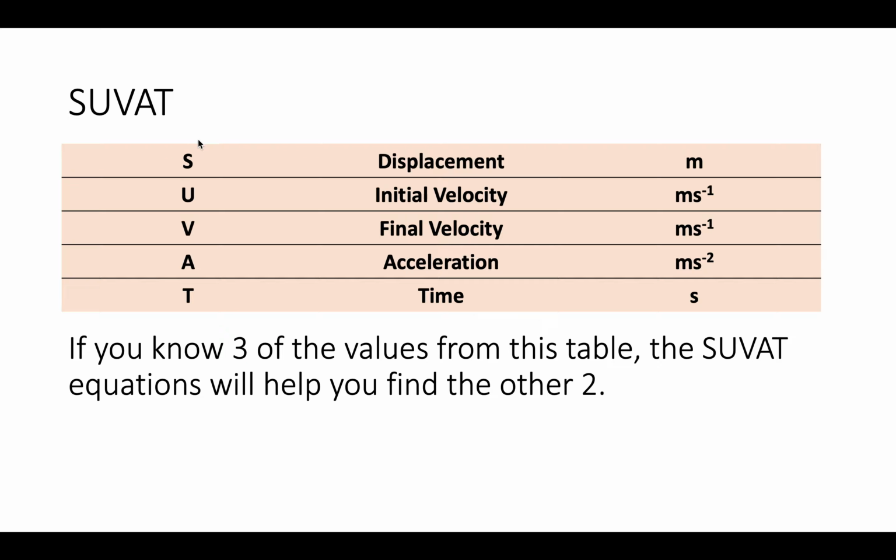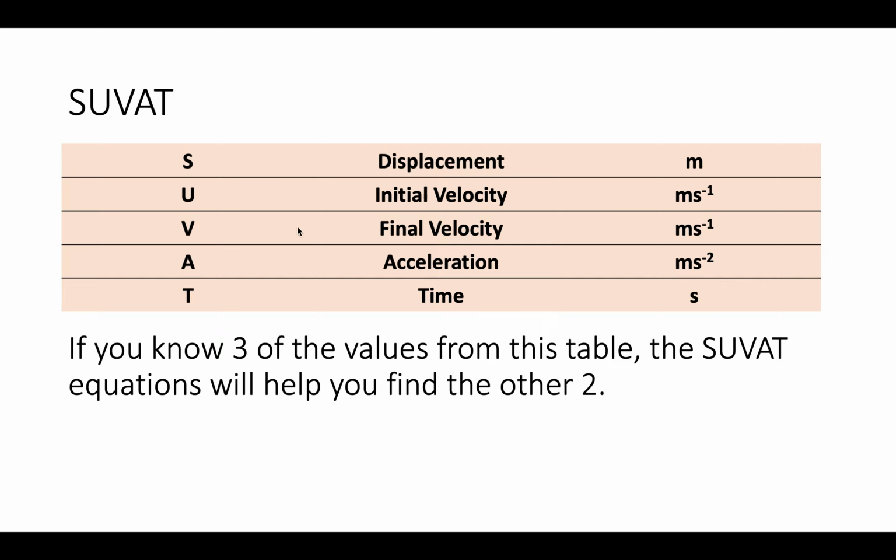The symbol we use for displacement is S, initial velocity is u, that means the velocity you start at the beginning of the time. The final velocity at the end of the time is v, acceleration is a, and t is time. They're measured in meters, meters per second per second, and seconds, and you need to remember the units in every question.